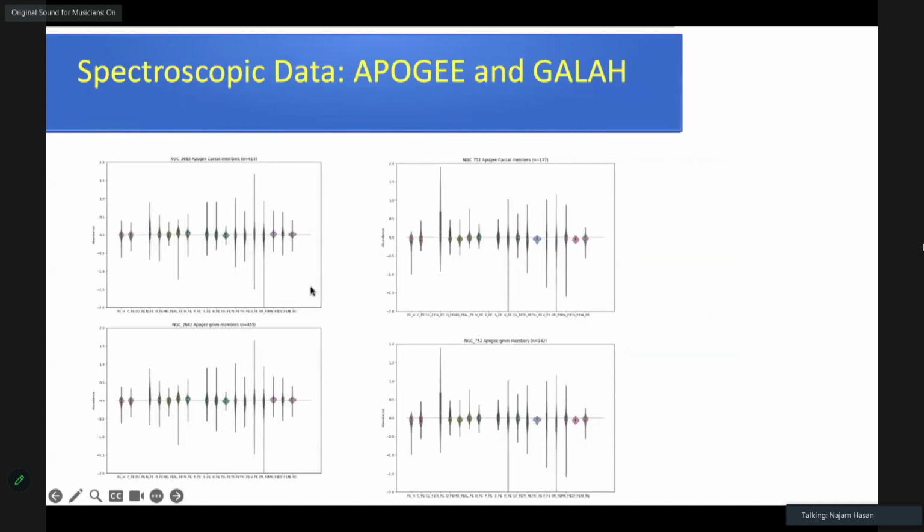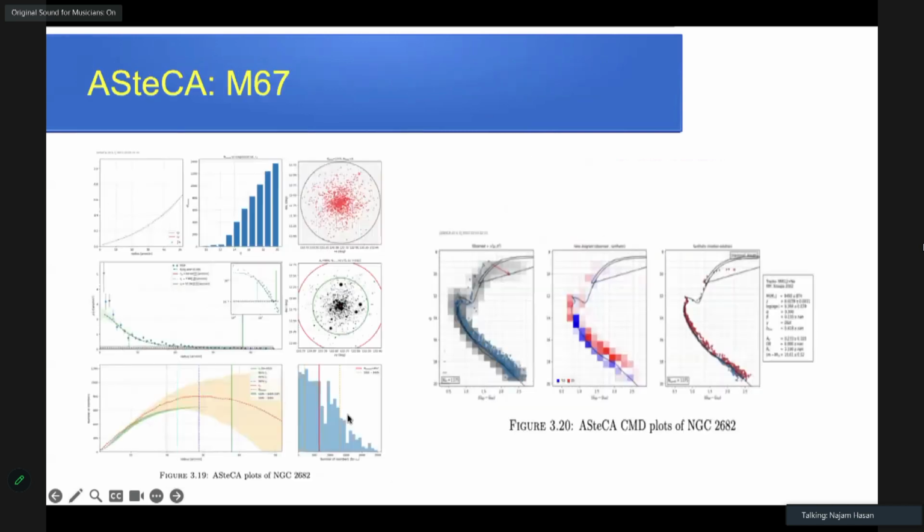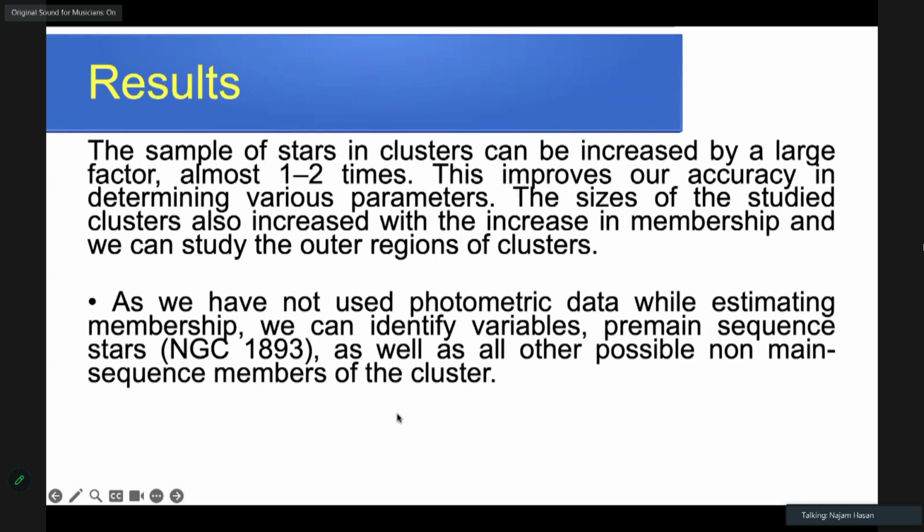And we further did validation by looking at the spectroscopic data from the APOGEE and the GALAH surveys. We saw that in these 17 chemical abundances, the upper graph shows Cantat-Gaudin's members, while the lower one gives us our members, showing that the additional members which we got do belong to the cluster. Further, we used ASteCA, and we got further parameters of these clusters and calculated the distances and the ages very successfully.